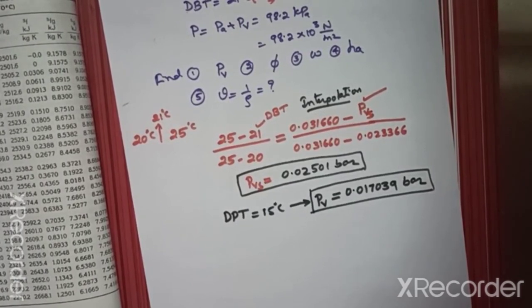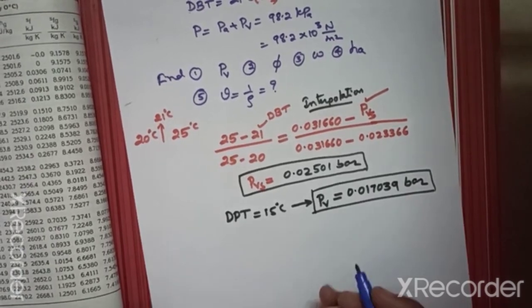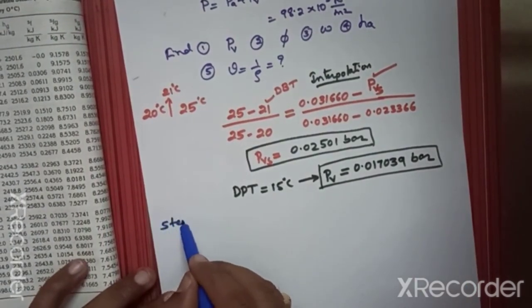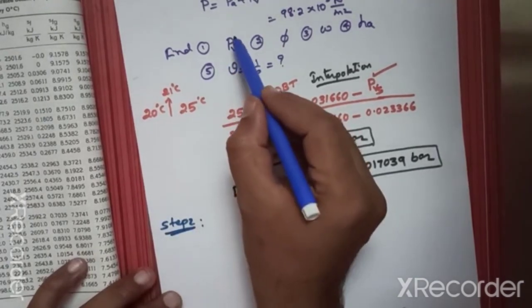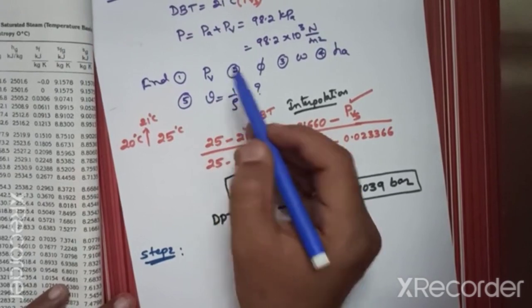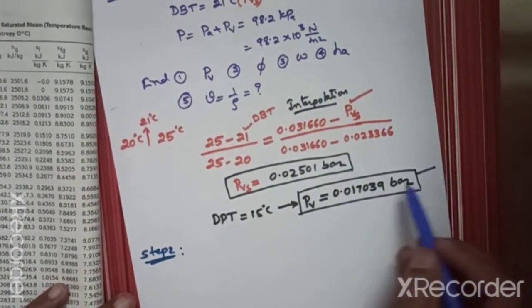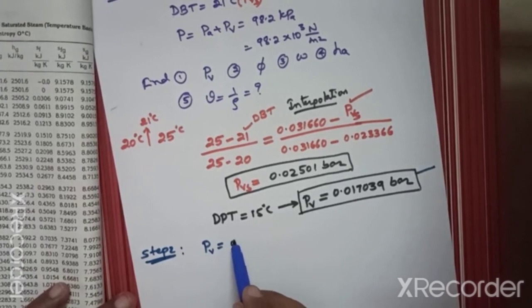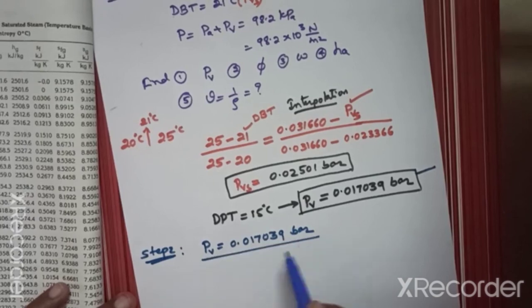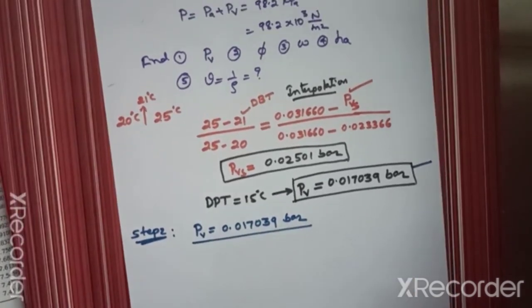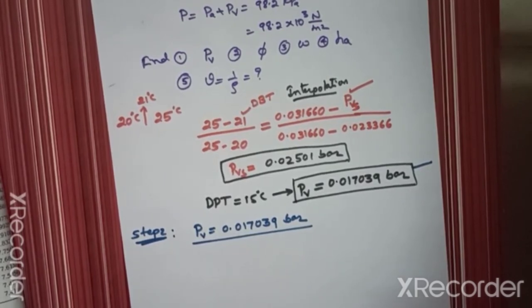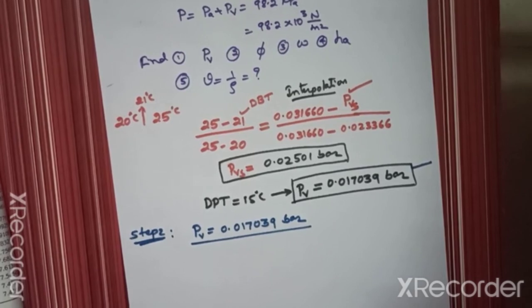So first, what has he asked? The pressure of the vapor he has asked. The pressure of the vapor we have already determined from the steam table. Write down as it is: PV is equal to 0.017039 bar, the value of the pressure of the vapor. And now the second unknown is phi. Phi is nothing but relative humidity. The relative humidity phi value is a ratio of PV divided by PVS.